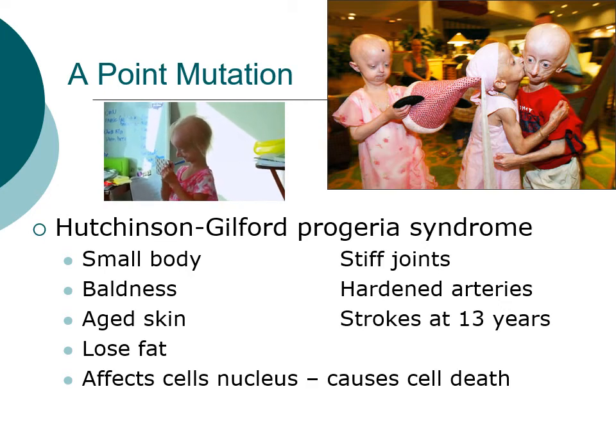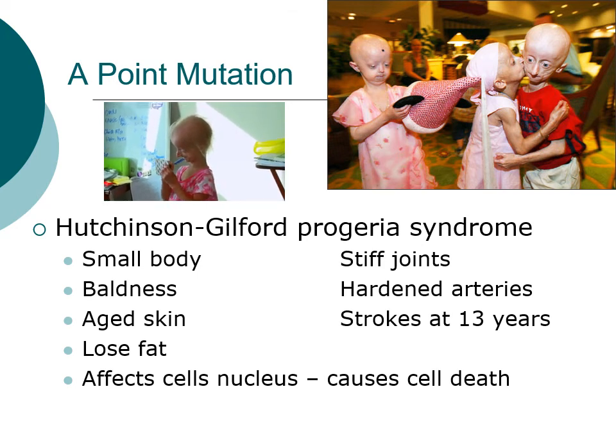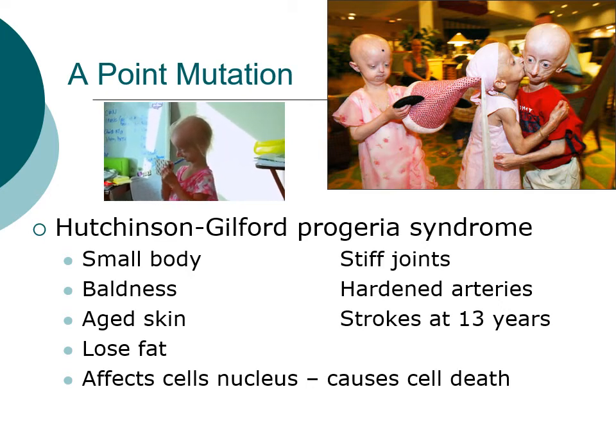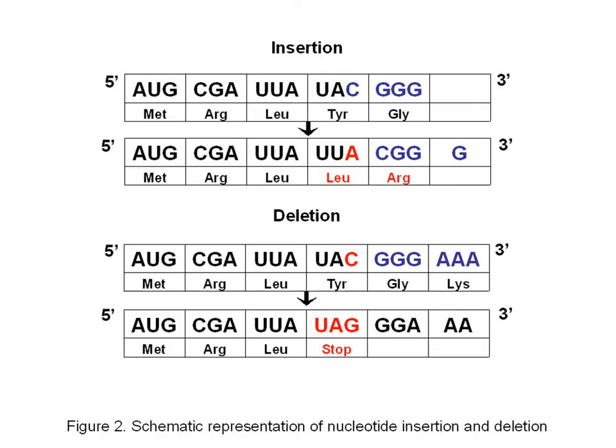So with this, they get stiff joints, they get hardened arteries, and so they tend to have heart attacks and strokes as young teenagers, and it shortens their lifespan significantly. And so one little letter that's off in a certain gene can cause these kinds of effects.